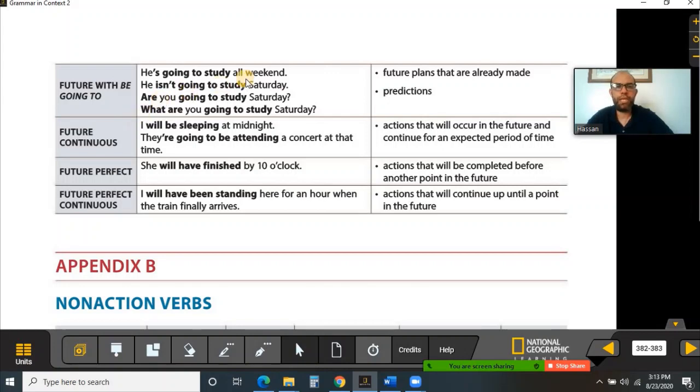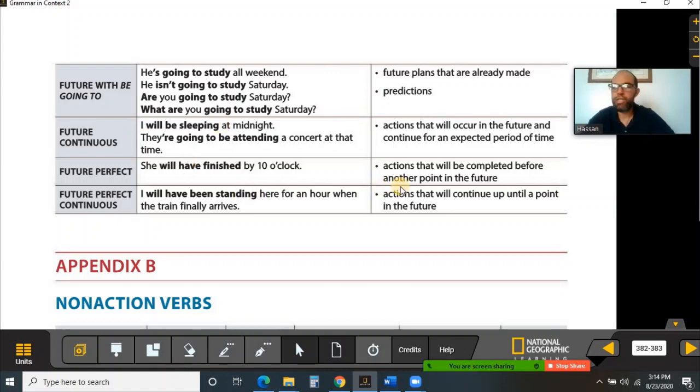He is going to study on weekend, so he has a plan to study on weekend. He isn't going to study Saturday. He has a plan not to study this Saturday, so it's also a plan. Are you going to study Saturday? What are you going to study Saturday? So remember, when you have a plan to do something in the future, use be going to. When there is no plan, use just will.